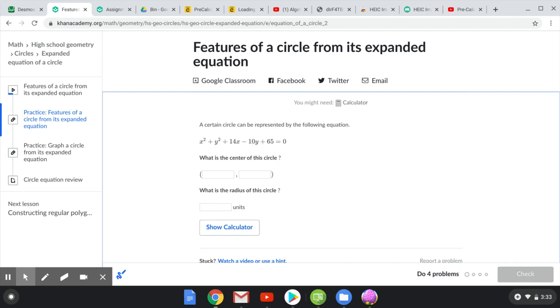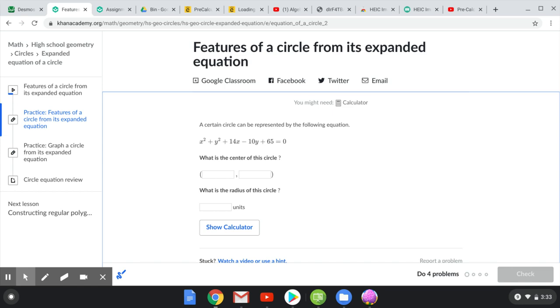All right, so in this video, we're going to be taking this expanded form, sometimes called the general form of an equation, and turning it into that standard form that we've been talking about in the previous video. So this is going to be a little longer than the last couple of videos. Basically, what we have to do is complete the square twice.